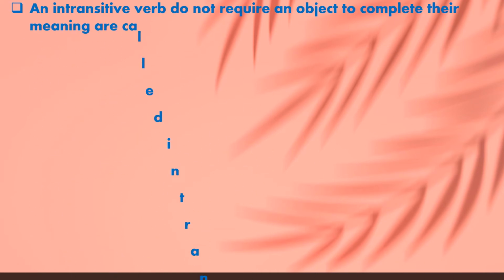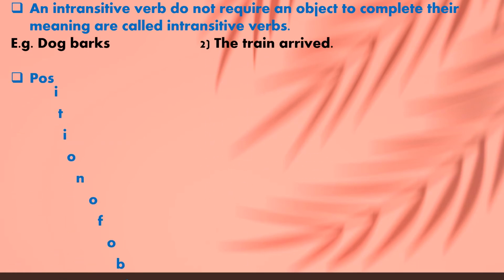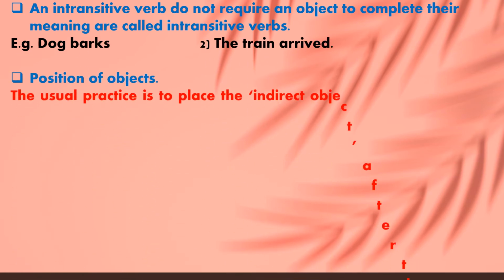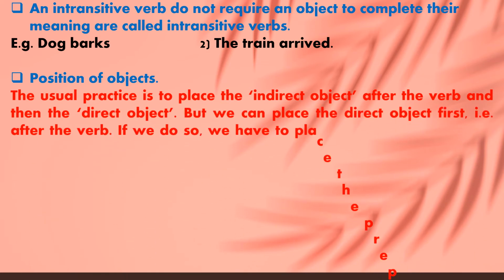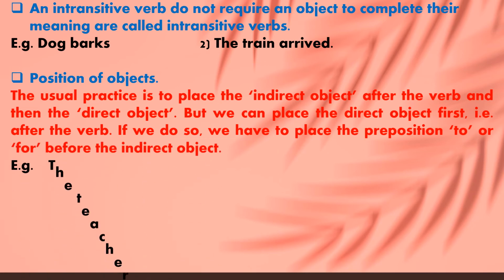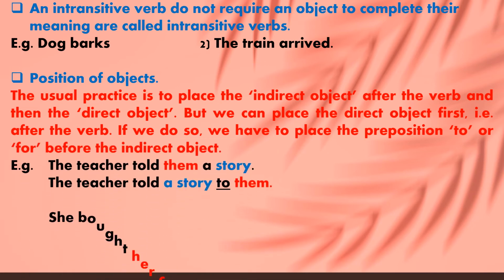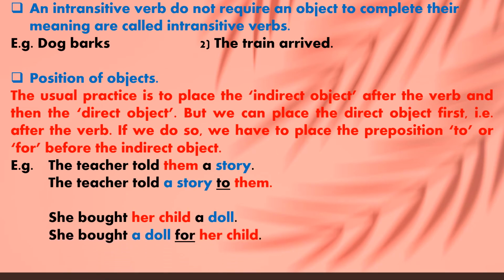Moving on towards an intransitive verb. Verbs that do not require an object to complete their meaning are called intransitive verbs. Like a transitive verb, an intransitive verb does not require an object. For example, the dog barks. After barks, which is the verb, there is no object. The train arrived. After arrived, which is the verb, you can see there is no object, because both the sentences are complete and meaningful. So this kind of verb is an intransitive verb.